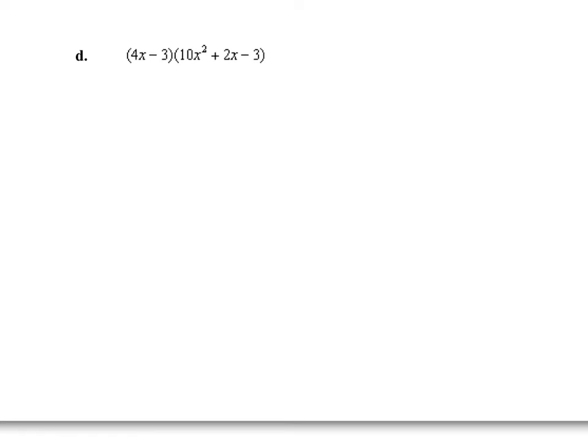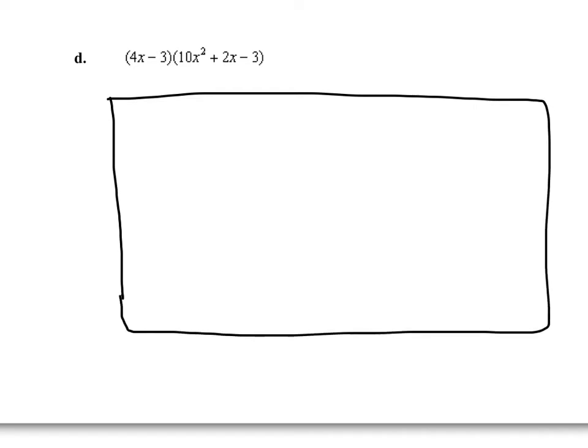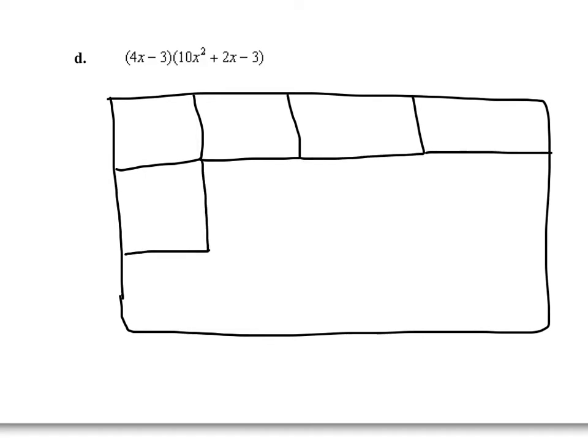All right, let's go ahead and go down here. I'm going to set up the box method for this one as well. And this will be a 2 by 3, so I'll need 6 boxes. So here, let me make this a little bit bigger than I did last time. So I've got the multiplication, 10x squared, positive 2x, and the negative 3. And then I've got the 4x and the minus 3.